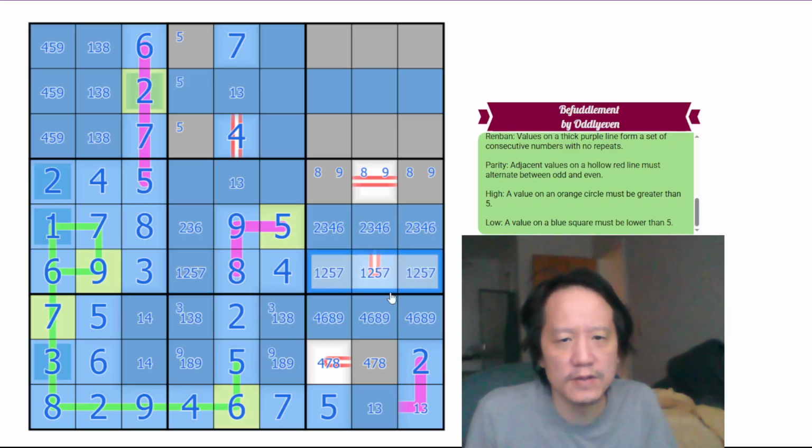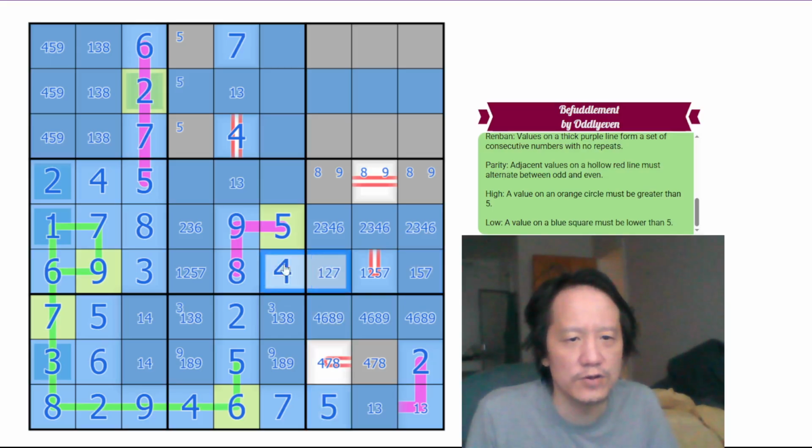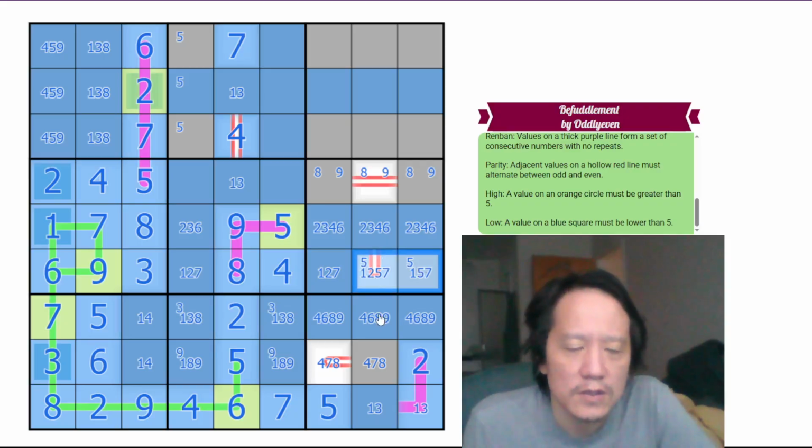2 can't be here because of the 2 in the column. This can't be 5 because of the 5 in the row. This can't be 5 because of the 5 in the box. So 5 has to be one of these two.